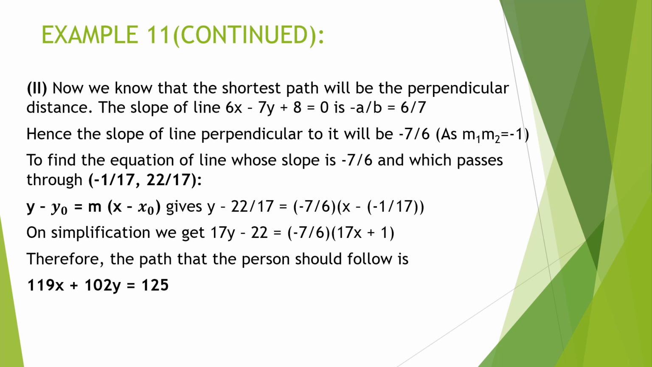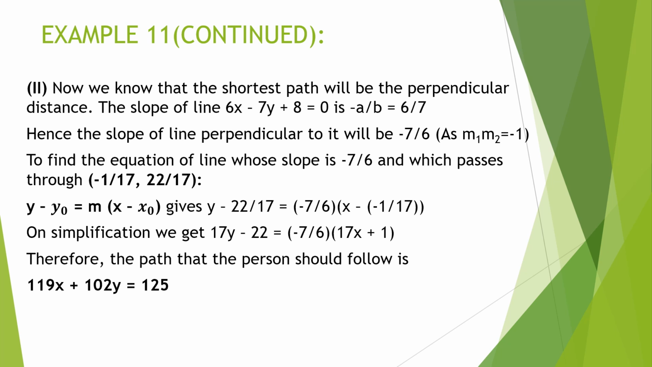Now you want the perpendicular distance because you want the shortest path. So the shortest path is always obtained by the perpendicular distance. But for two lines which are perpendicular, the slopes will be negative reciprocal of each other. Means the slope of the line where he has to reach, if that is 6/7, the slope of the line where he is standing, that will be the negative reciprocal, means -7/6.